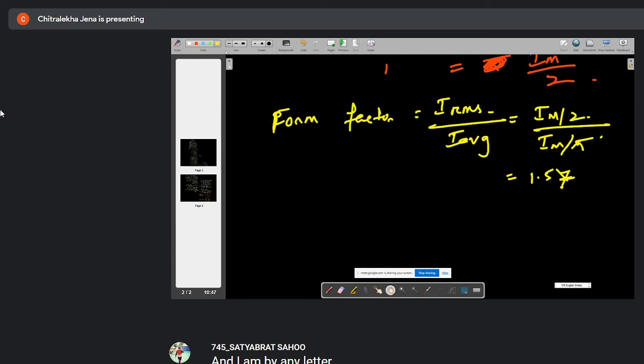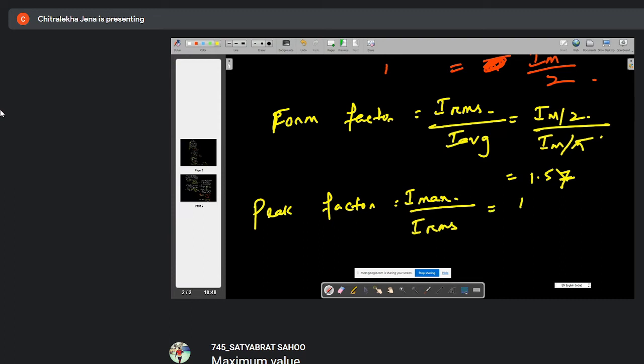Peak factor is equal to how much? Maximum value, I maximum divided by IRMS. So I maximum is IM. IRMS how much is it? IM by root 2. So this is your root 2. Yes, ma'am. Understood all of you? Any doubt? Tell me. No, ma'am. Okay, last one.